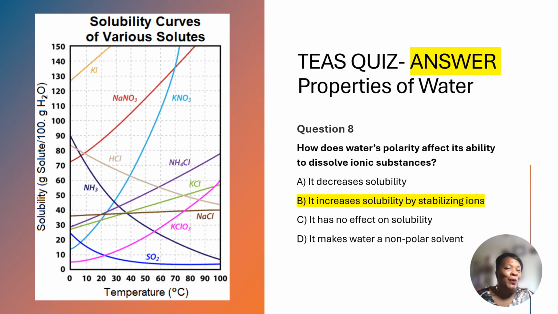Okay? So when we look at letter B and we know that it's increasing solubility by stabilizing ions, remember, water's polarity affects its ability to dissolve ionic substances by stabilizing it. When ionic compounds dissolve in water, the positive hydrogen ions of the water molecule surround the negatively charged ion, and then the negative oxygen atom surrounds the positively charged ions. So again, this process helps to separate and disperse ions throughout the solution, thus increasing its solubility.